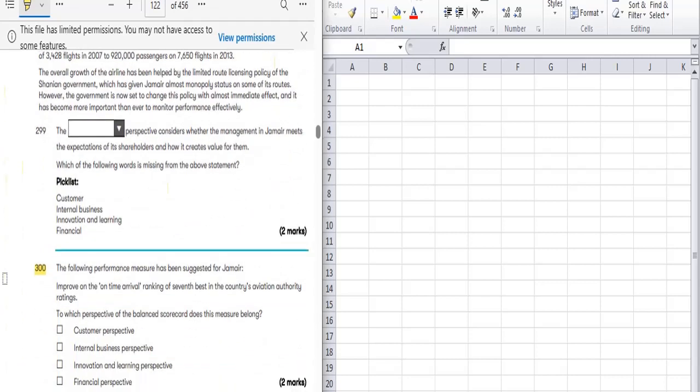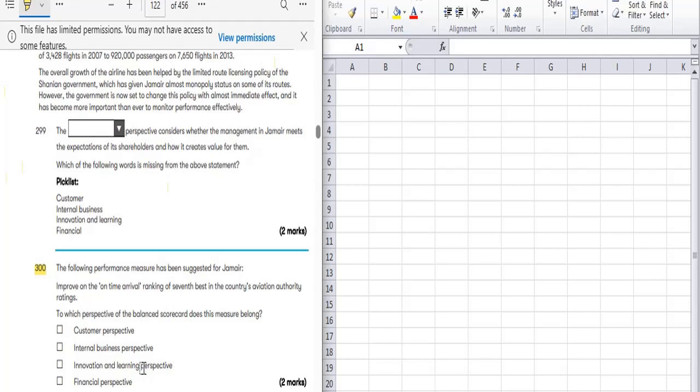So what the sentence was, to improve on the on time arrival. On time arrival is not something related to the innovation or learning perspective, right? So we can omit this option. And even if we talk about the financial perspective, it should be the item which we include in the financial statement.